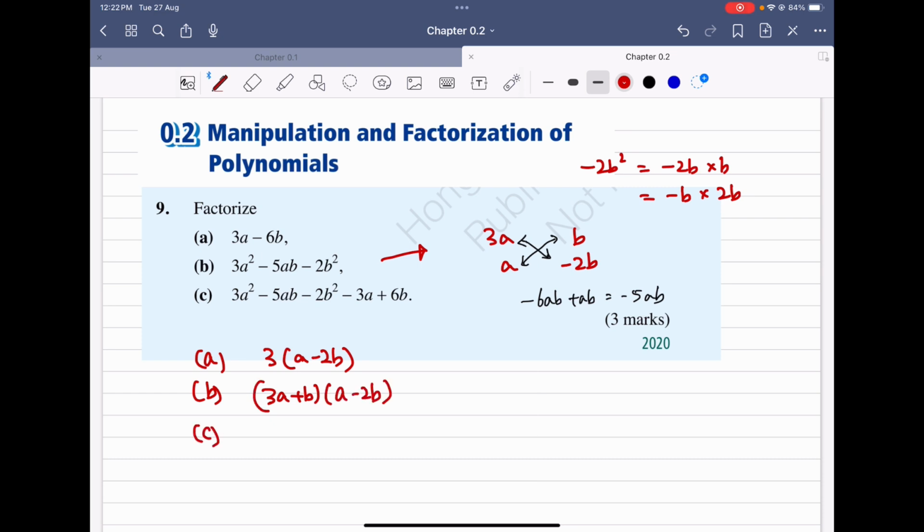And part C, you try to write down the answer for part B and also the answer for part A, but for the last 2 terms here you have to take out the negative sign. So minus 3 times bracket a minus 2b. Because you have got the minus sign here, this one is a minus 2b, not plus 2b. And the a minus 2b is the common factor. Then you can get 3a plus b minus 3.